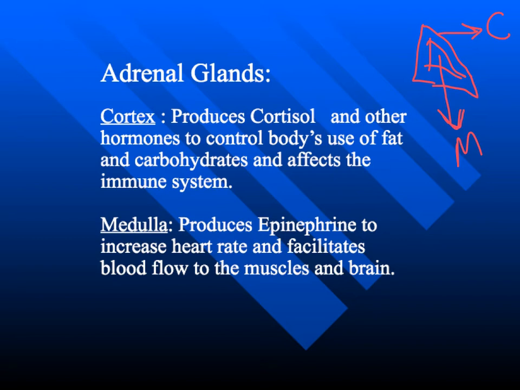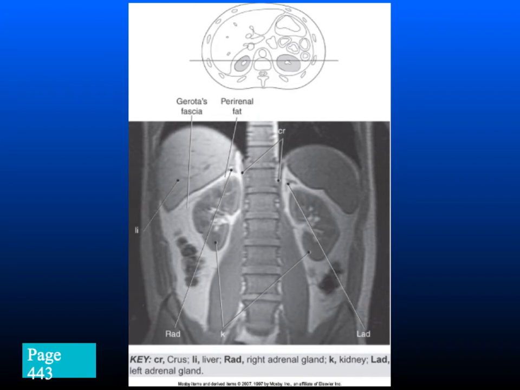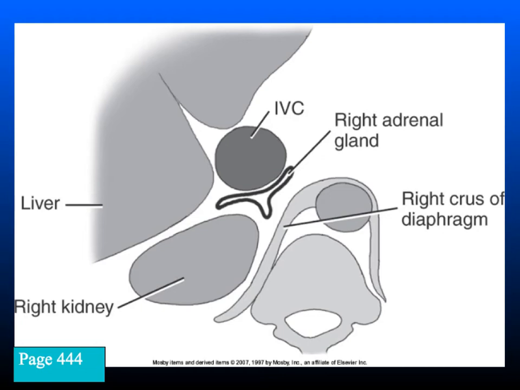Let's see, what else do I want to tell you about the adrenal? So this is the location of the adrenal glands if you were looking at them on a coronal MRI image. This is what they would look like. So this is the right adrenal gland, close to the IVC on top of the right kidney.